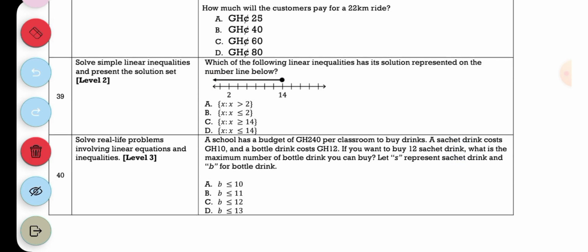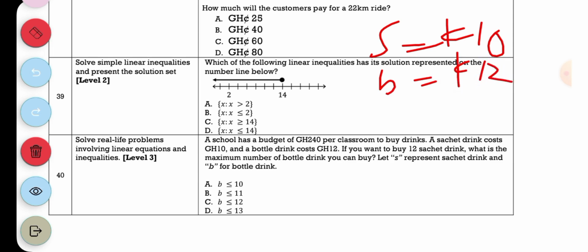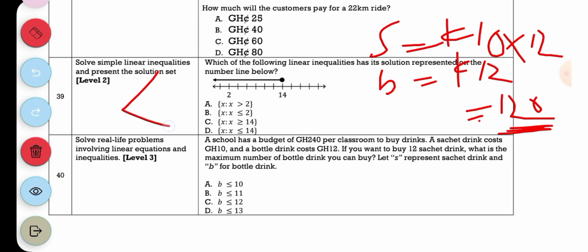Question 40. The school has a budget of 240 cedis per class to buy drinks. A sachet costs 10 cedis. So sachet, 10 cedis. Then bottle costs what? 12 cedis. It says if you want to buy 12 sachets drink, so the sachets times 12, you are getting what? 120. So that's what is going to cost out of the budget. Now, if it's a budget, we actually don't want to spend above the budget. So our sign here will be less than or equal to.